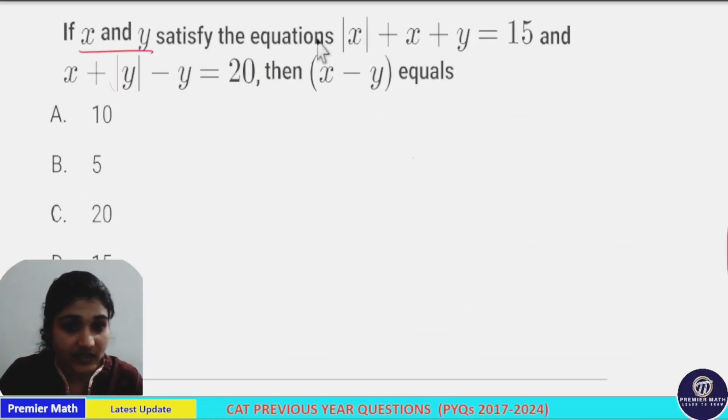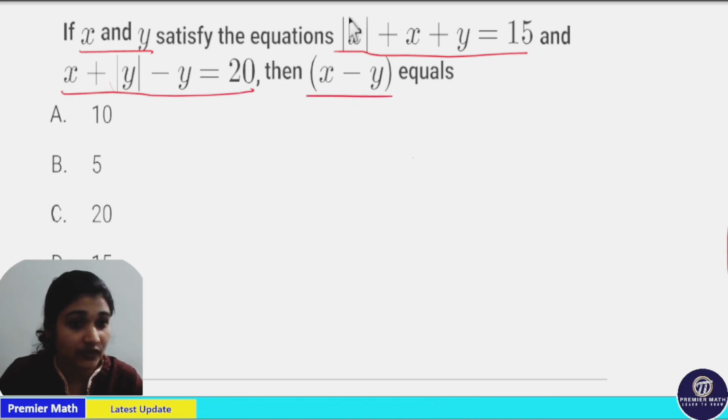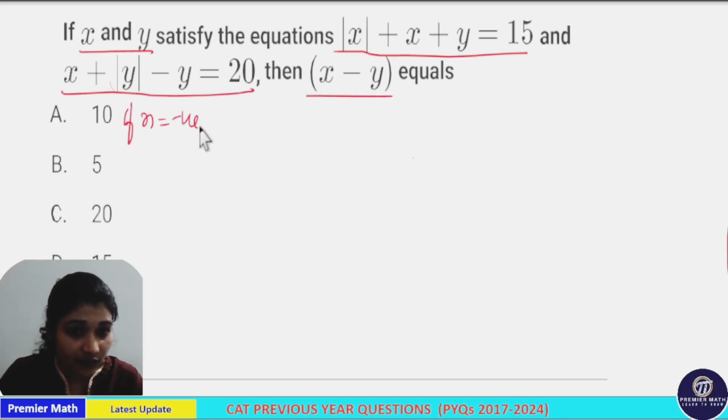If x and y satisfy the equations modulus of x plus y equal to 15 and x plus modulus y minus y equal to 20, then x minus y equals? Here we have modulus x. So if we assume x as a negative value, then we can cancel this x term and we will get the y value. So just put x as negative in the first equation.